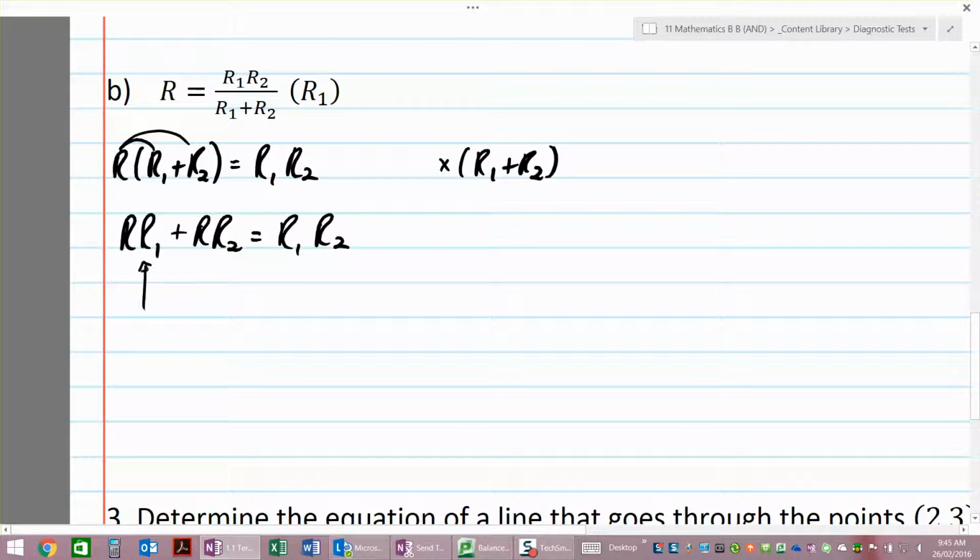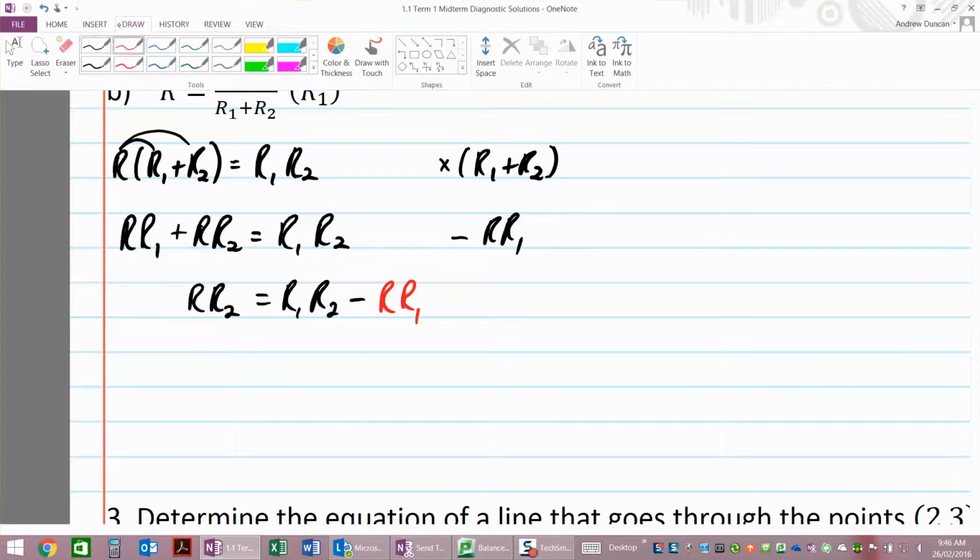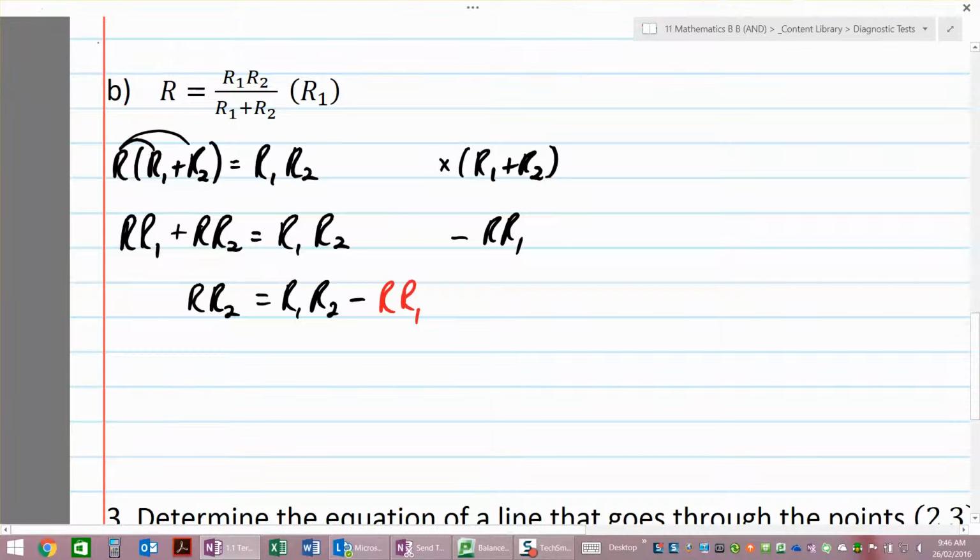If we see here, I've got 2 terms that have R1s in them. So I'm going to get both of those terms to the same side. So I'm going to subtract R1 from both sides. So R2 will stay on this side. R1, R2 is still there, but I'm going to subtract R1. I'm still trying to get R1 just all by itself. The left hand side will stay the same. On the right hand side, I'm going to factorize.